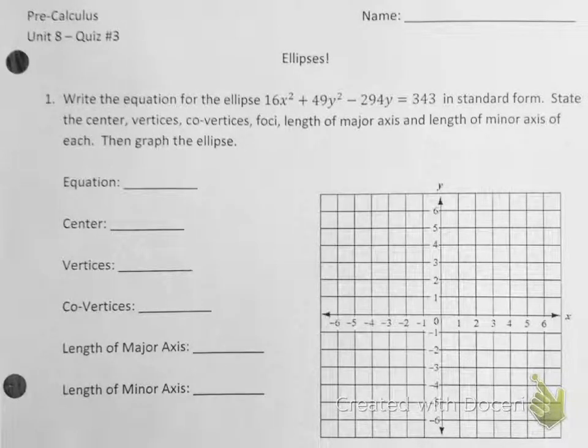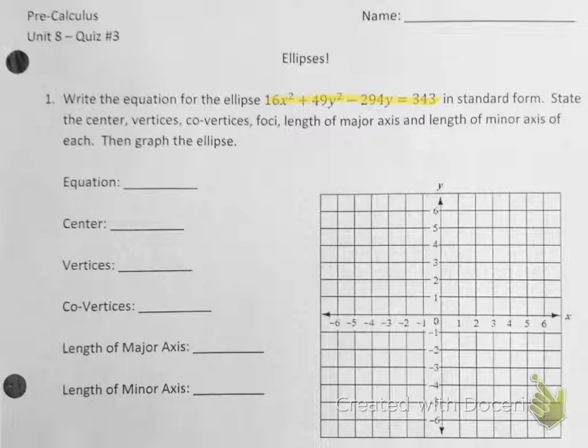Okay, in this video we're going to go through a couple of practice problems from this ellipses quiz. In the first one, we're given an equation in expanded form and we're asked to write it in standard form and then give some components and characteristics. And also they ask us to graph it.